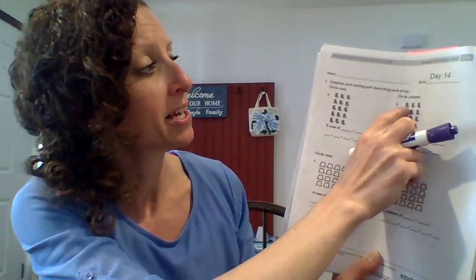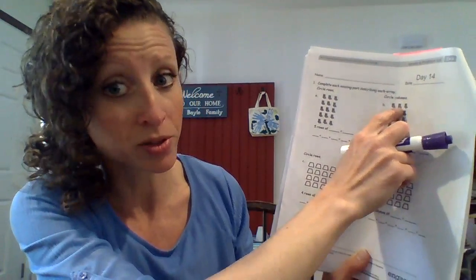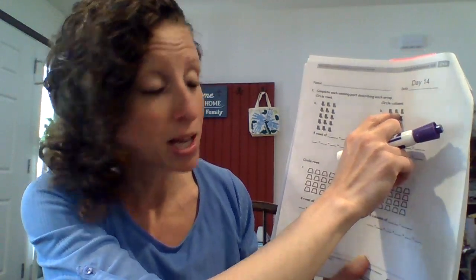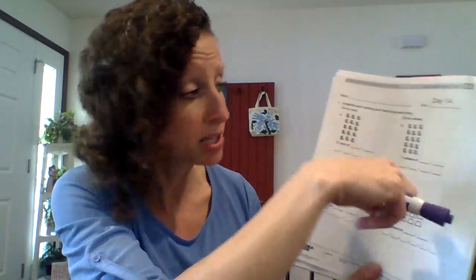Come over here. Now I see the teddy bears again. They're arranged in a different array, but it's saying circle columns. Columns go up and down, okay? So circle your columns. Go ahead. You can use a different color. Now once you've circled them, do you see 3 columns?